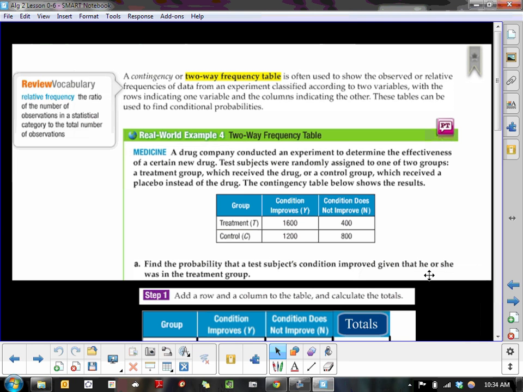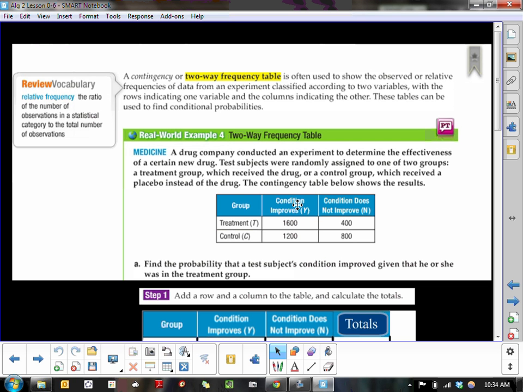Next example, we're going to use a contingency or two-way frequency table to help us calculate conditional probability. A two-way frequency table that you see down below here is often used to show the observed or relative frequencies of the data from an experiment classified according to two variables, with the rows indicating one variable and the columns indicating another. So our rows are going to indicate a treatment or control group. The columns are going to indicate whether they improved or they did not see improvement.